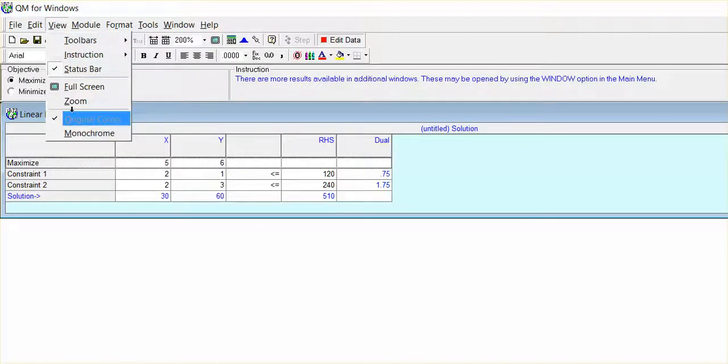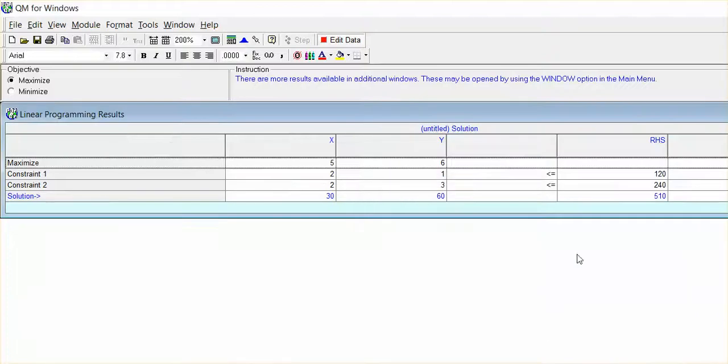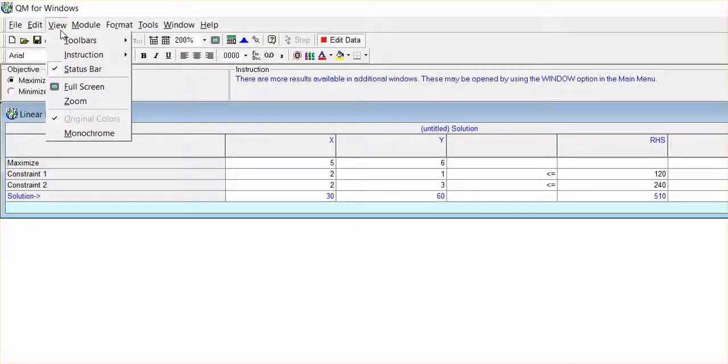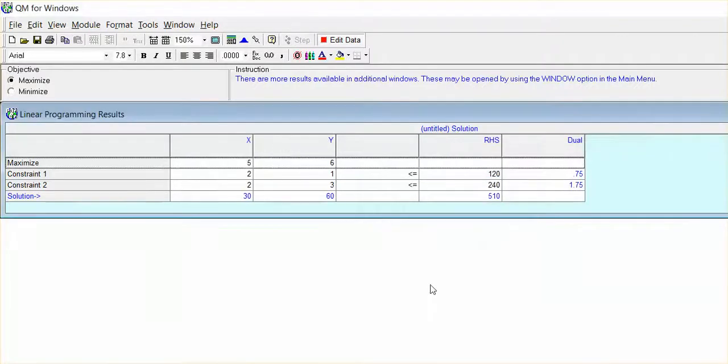Let me just zoom it out a little bit. We'll zoom it out. Let me bring that back in. Zoom it back to 150. And that's what we have.